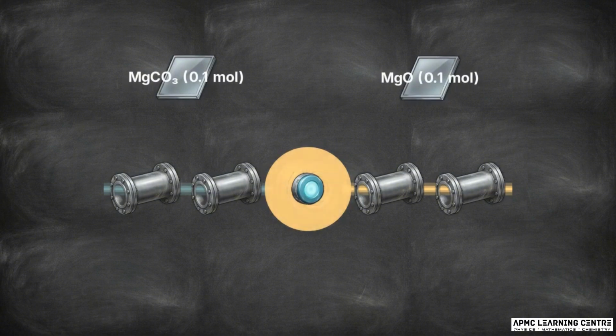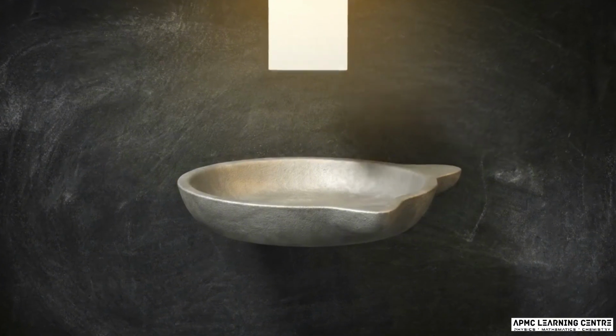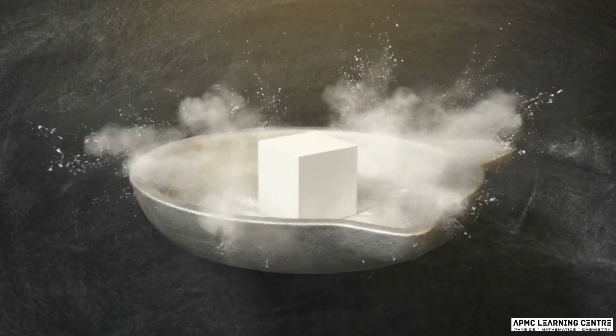Step 6 is the final resolution. The system has 0.1 moles of magnesium oxide, but requires a physical output in grams. We multiply our 0.1 moles by the molar mass of magnesium oxide, 40 grams per mole. This yields exactly 4 grams. The engine has successfully transmuted our initial mass input into a perfectly accurate and physically verifiable mass output.